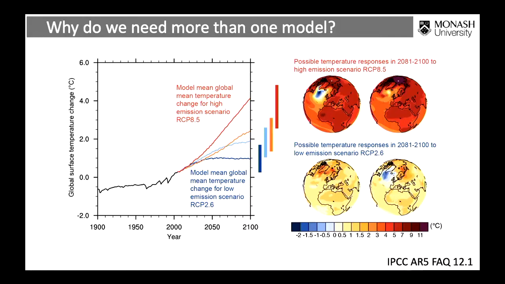And these bars here are the multimodal spread. So you can see that there's quite a range of potential futures, even across models for the same scenario, let alone the different scenarios. And so that is what we would call climate sensitivity.